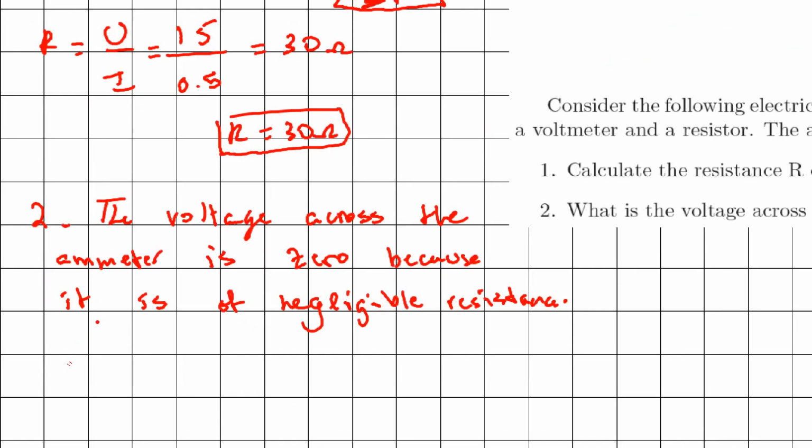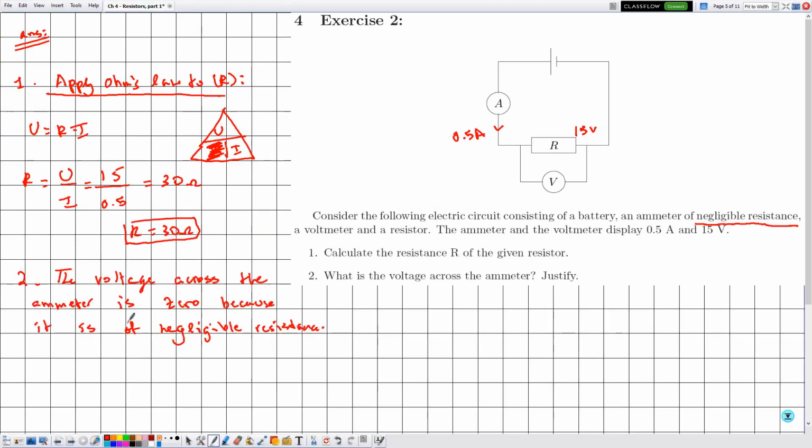We know this from the previous chapter, chapter 3. We have said that the voltage across the ammeter is 0 because it's of negligible resistance. Now, because we have introduced the notion of resistance, let's explain the following statement. Why? When the resistance is negligible, then the voltage is 0, and this is given by Ohm's law.